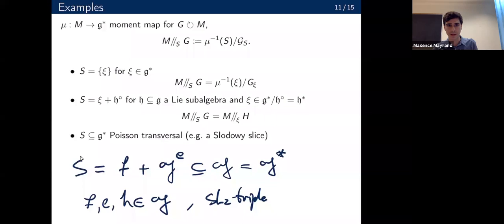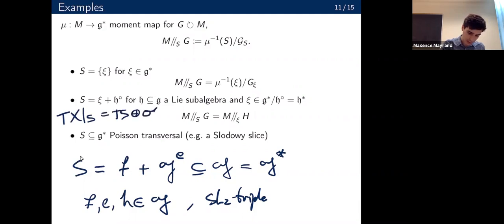Symplectic reduction can be stated both in the C infinity case and in the case of complex manifolds and holomorphic symplectic forms. The idea is the same. As long as the result is smooth, it generates a canonical symplectic form. The notion of Poisson transversal just means that if X is a Poisson manifold, the restriction of the tangent bundle to S is a direct sum of TS plus the sigma-image of the annihilator of TS. But a very important family of examples is when we take these Slodowy slices.